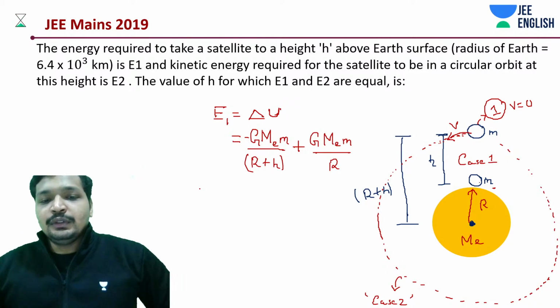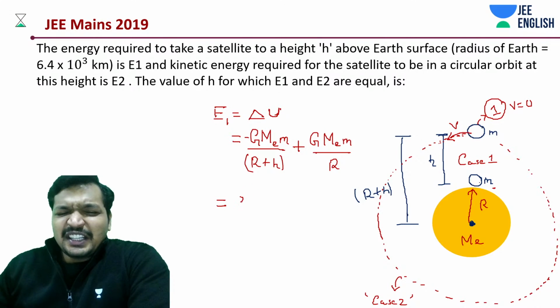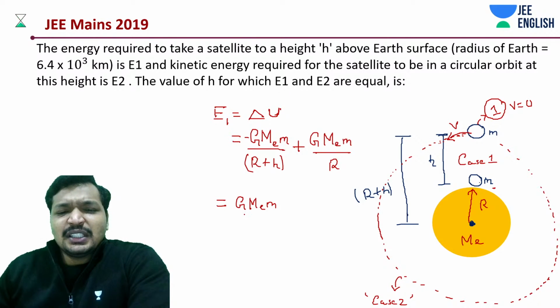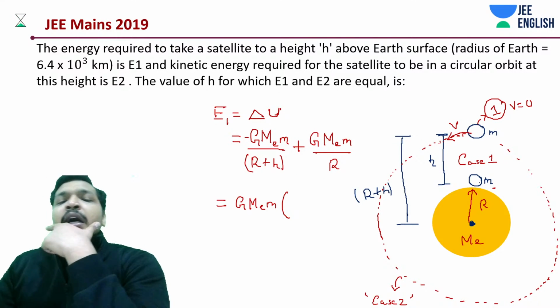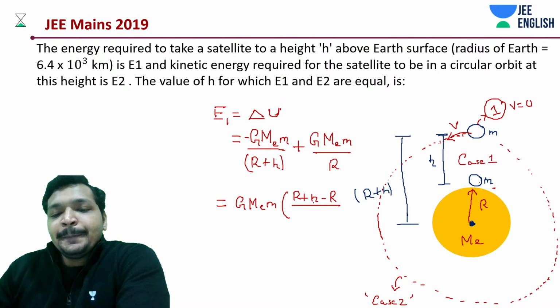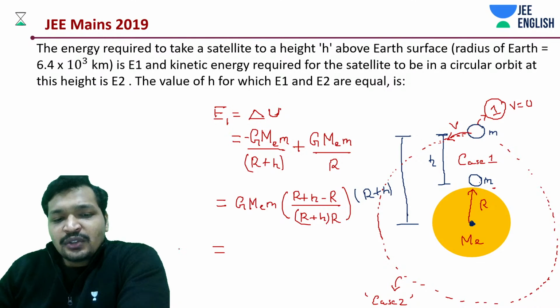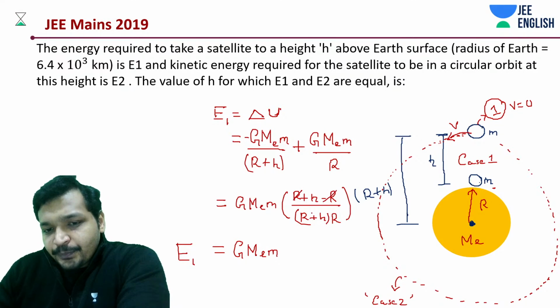Now what is this value? We can take G M_E M by R common, and it's actually a very simple question. It's a damn simple question. So we will have R plus H minus R divided by R plus H into R. So how much is this going to yield? This is going to yield G M_E M, and on the top you will have H, divided by R into R plus H.